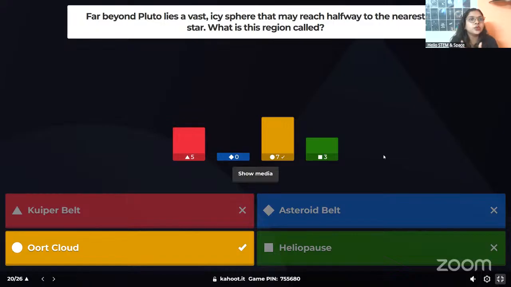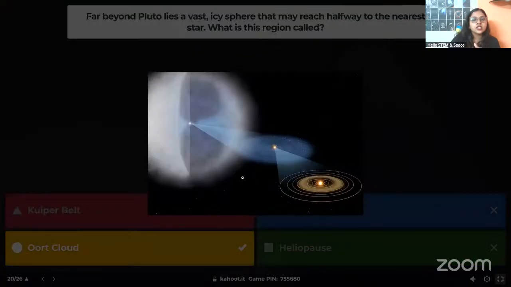It is actually Oort cloud. Most of you gave the Kuiper belt. The Kuiper belt is actually a ring, just like our asteroid belt, beyond the orbit of Neptune. But I told you it lies far beyond Pluto, and Pluto is in the Kuiper belt, so it's near the Kuiper belt.